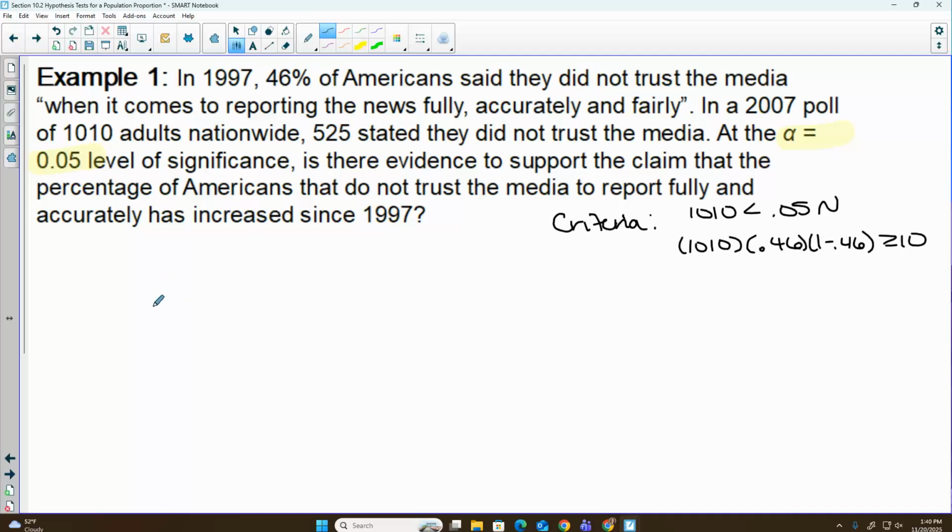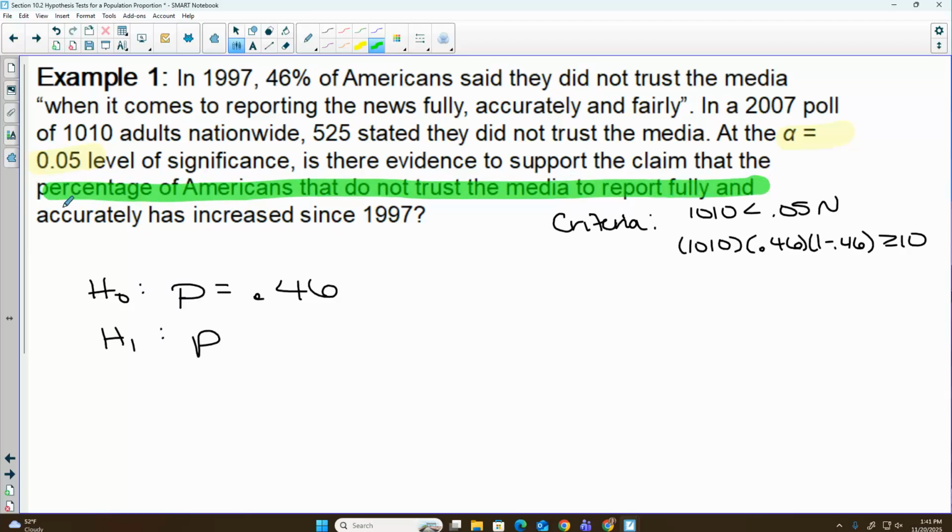So now we need our hypothesis, the null. We're talking about percents, so p is always going to be equal. What was my starting p value? 0.46, the same one we used in our criteria. Does everyone understand where the 0.46 came from? All right, then the alternative. I want to test the claim that the percentage of Americans that do not trust the media has increased. So increased would be greater than 0.46. So you have to read to know which kind of test you're doing.